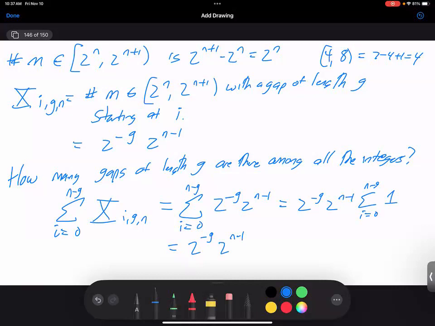Nope, almost. It might be plus one. I'm adding 1 n minus g plus 1 times. So what would the sum equal? n minus g plus 1. And that will be the number of gaps of length g that I have among all of my numbers.